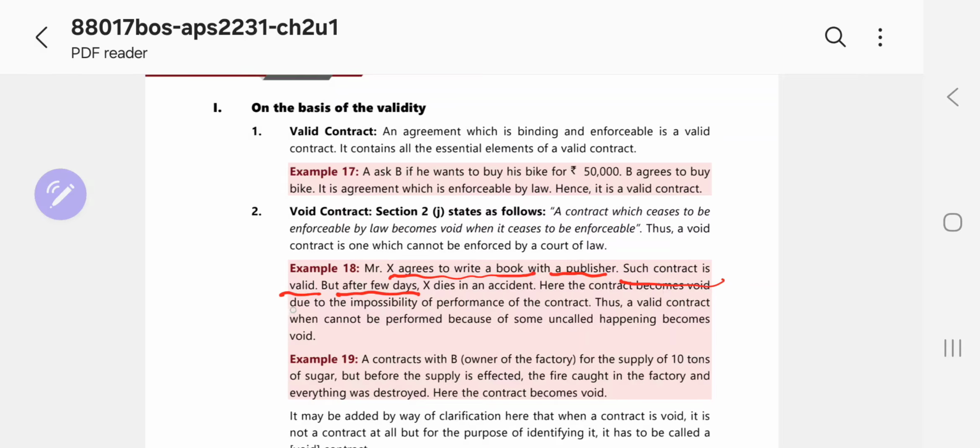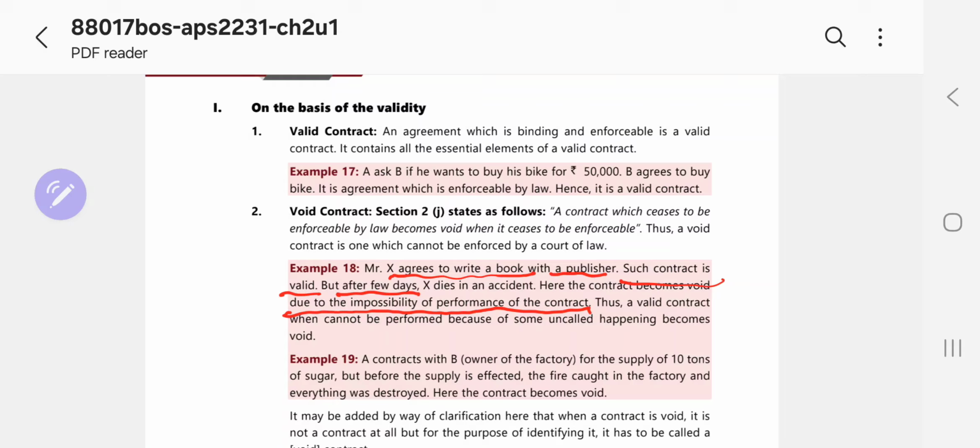Here the contract becomes void due to impossibility of performance of the contract, because X has entered into a contract with the publisher. There are two parties to a contract. If X dies in an accident, then one party has died, and only a single party remains in the contract. So the basic element of a valid contract is that there should be two parties to the contract. When X has died, there is only one party to the contract, so it is not enforceable. So if the contract is not enforceable in law, then that contract is called a void contract.